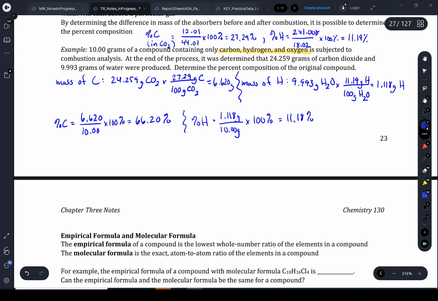And then I say the rest is oxygen, but you need to show me that. So how would I show that? That's 100%, or calculate it, minus the sum of everything we've already done, 66.20% plus 11.18%.